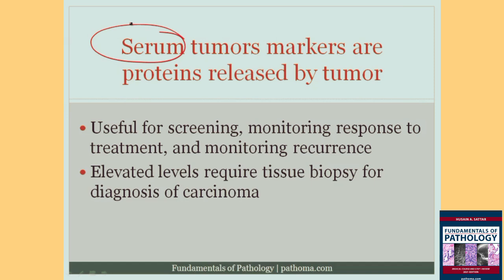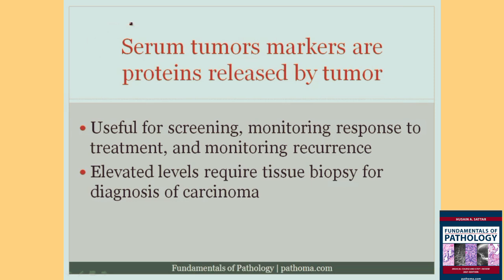Some serum tumor markers are useful as a screening test. For example, PSA is a protein that's released by prostate cancer, and it gets released into the blood, and we can then detect it in the blood, and so it's useful as a screening test.